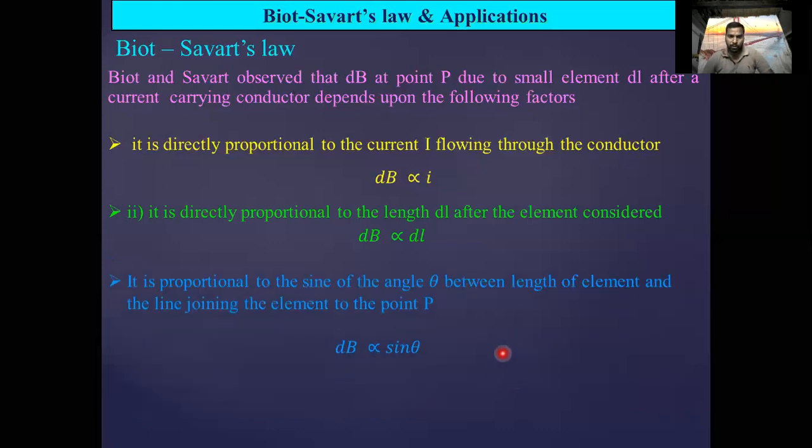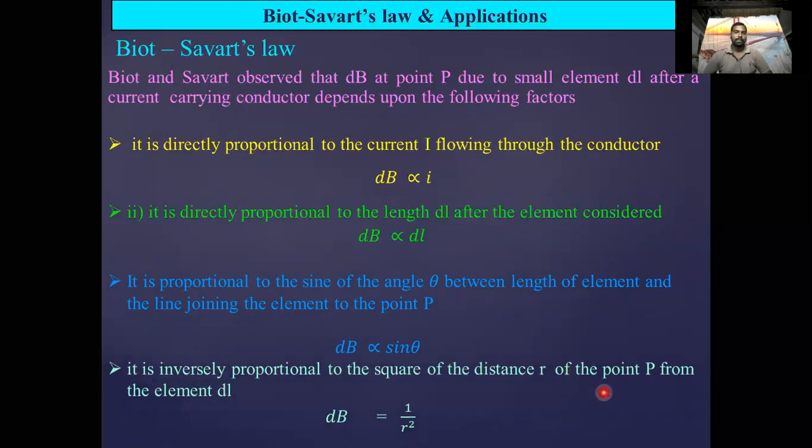Third, it is proportional to the sine of the angle between the element and the line joining the element to the point P, that is the distance r. That is, dB is directly proportional to sin theta. Suppose theta value is 0, there is no field. When theta is 90 degrees, that is the maximum field at point P.